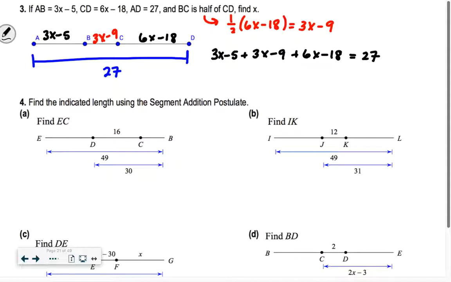Now we start combining. So we get 12x. We had minus 14, minus another 18, so minus 32 equals 27. We add over, we get 59. Oh, I could have easily made this so much nicer if I just would have made that 60, but you know, sometimes math isn't nice. Sometimes we don't get nice numbers. So we get x equals the lovely 59 over 12. That is our answer. It does not reduce.